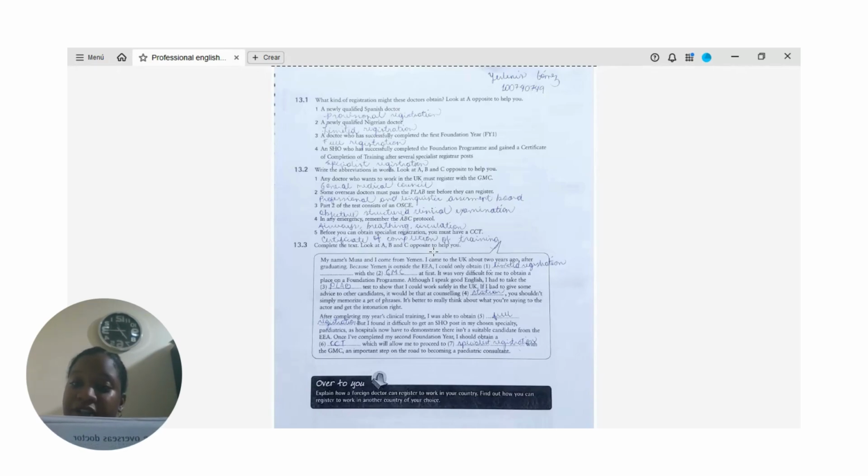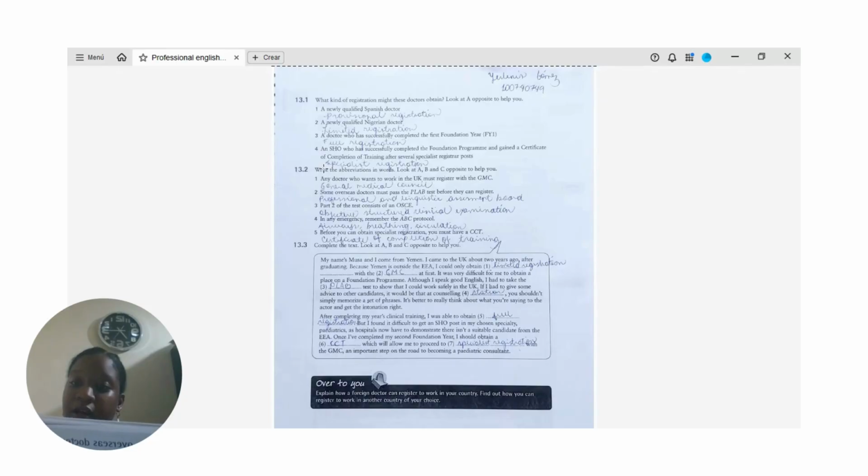4. An SHO who has successfully completed the foundation program and gained a certificate of completion of training after several specialist registrar posts: specialist registration. Okay.